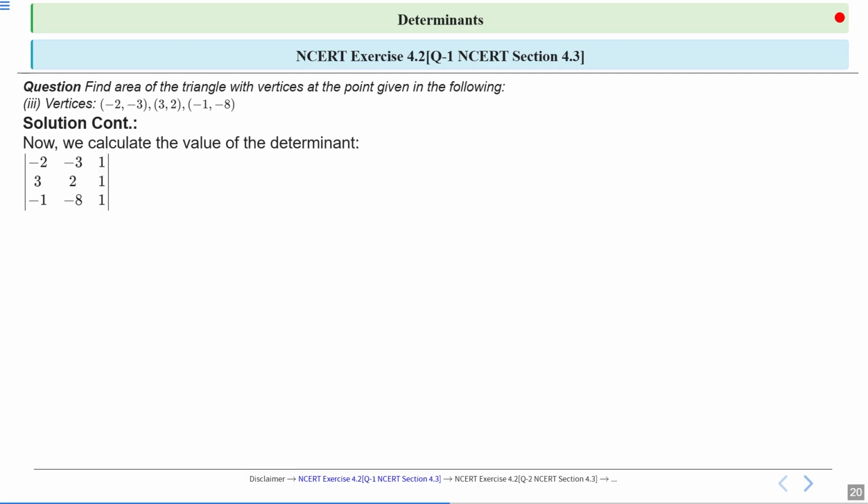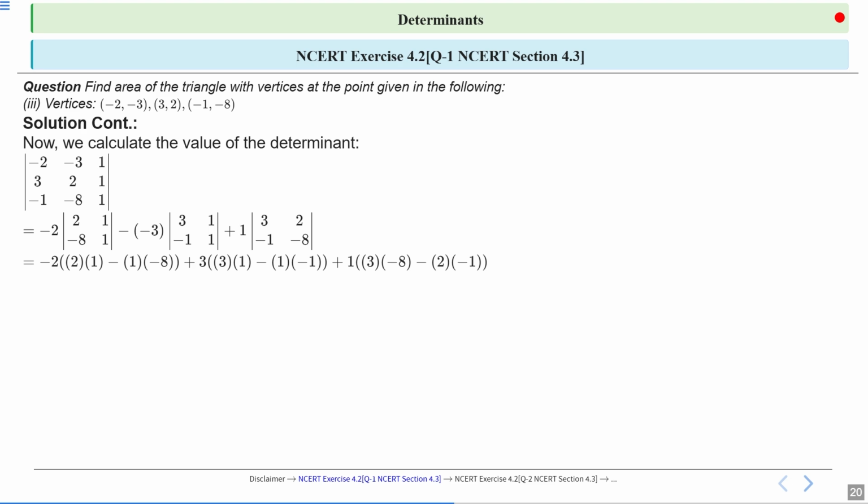So the determinant of (minus 2, minus 3, 1, 3, 2, 1, minus 1, minus 8, 1) is, just expand along R1. So you get minus 2 determinant of (2, 1, minus 8, 1), then minus 3 determinant of (3, 1, minus 1, 1), plus 1 determinant of (3, 2, minus 1, minus 8). That is minus 2 determinant of (2, 1, minus 8, 1). That is the product of diagonal elements minus the product of the other diagonal elements. Okay, so just apply the formula in all three matrices of order 2 cross 2. We get the determinant as minus 30. Okay.